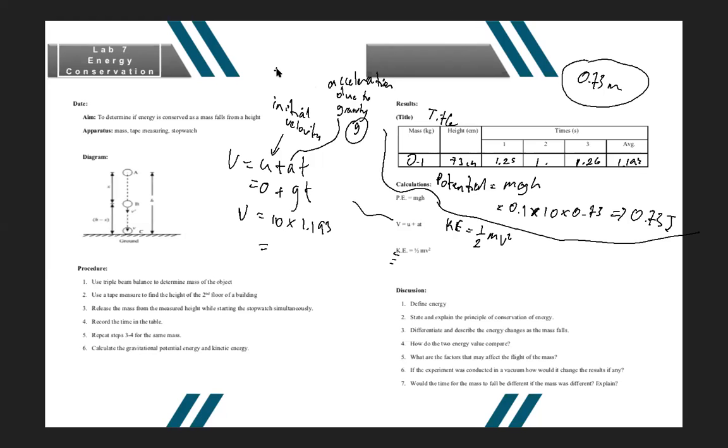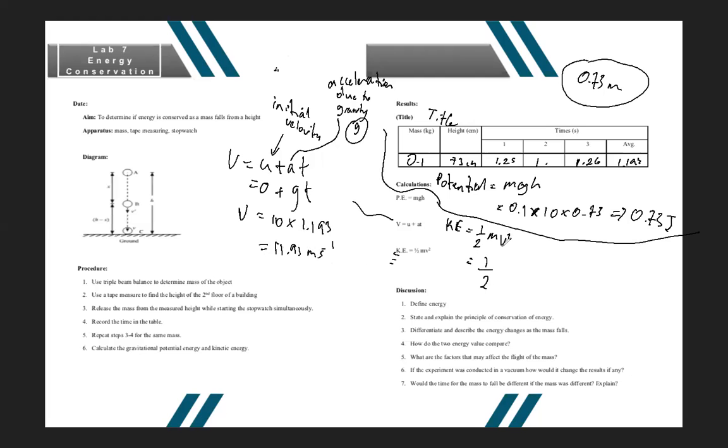All right, so Nigel says 11.93. He's correct, right? And this is in meters per second. So this was the velocity of the object just before it hits the ground. All right? 11.93 meters per second.